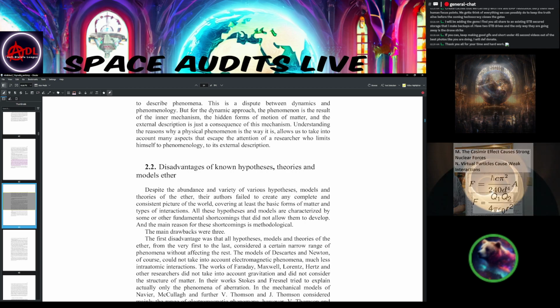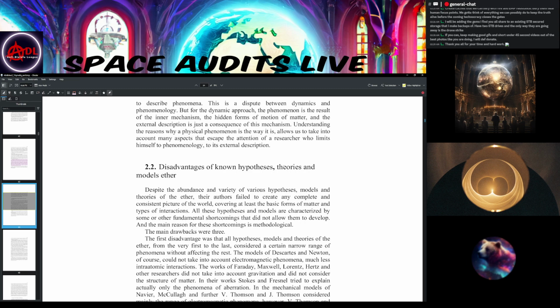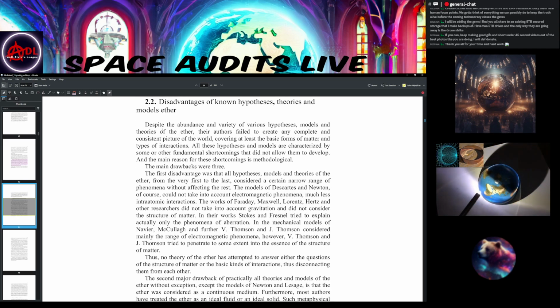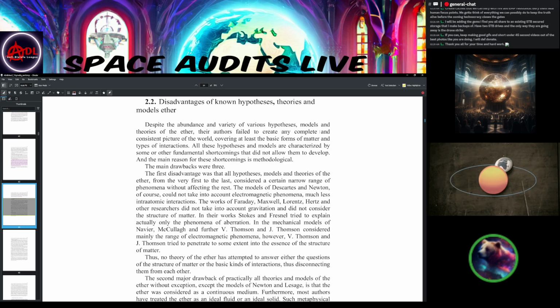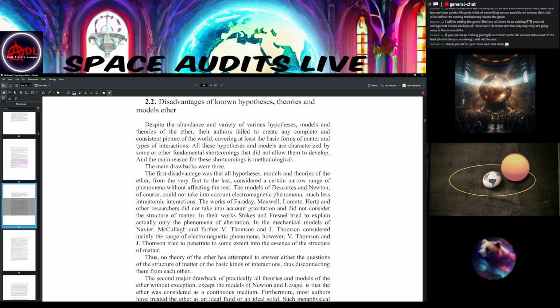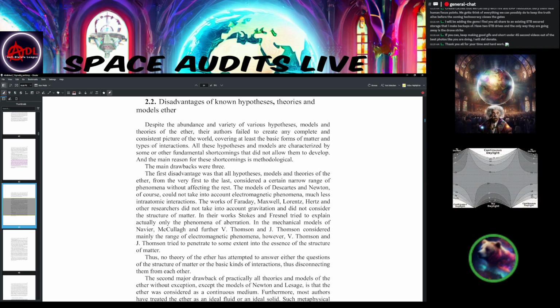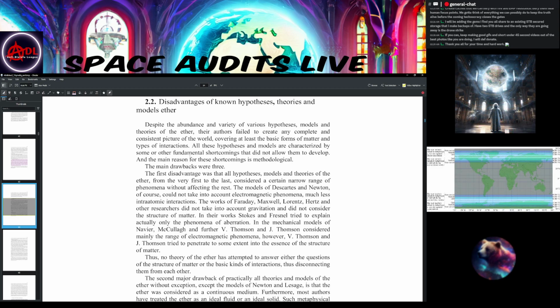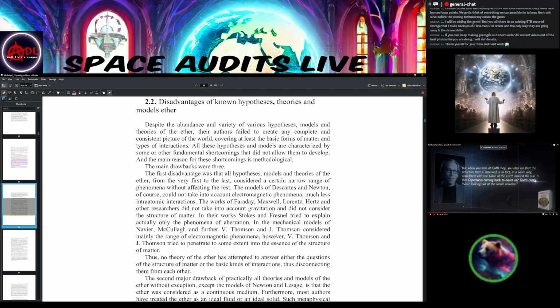So this is disadvantages of the known hypotheses, theories, and models of ether. Despite the abundance and variety of various hypotheses, models, and theories of the ether, their authors fail to create any complete and consistent picture of the world, covering at least the basic forms of the matter and types of interaction. All these hypotheses and models are characterized by some or other fundamental shortcoming that did not allow them to develop. And the main reason for these shortcomings is methodological. And the main drawbacks were three.